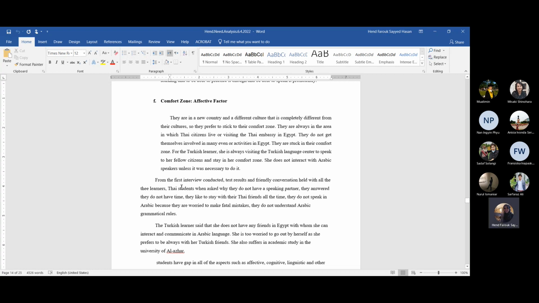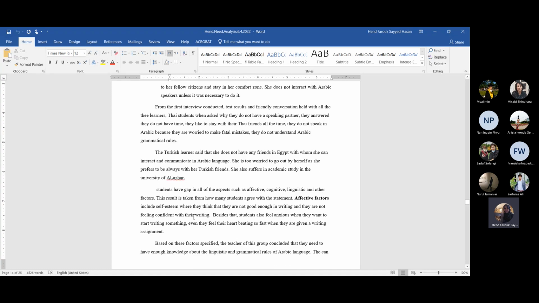From the first interview conducted with test results, and friendly conversations held with all three learners, the Thai students, when asked why they did not want to have a speaking partner, answered that they do not have time. They like to stay with their Thai friends all the time. They do not speak in Arabic because they are worried about making fatal mistakes. They do not understand Arabic grammatical rules very well.